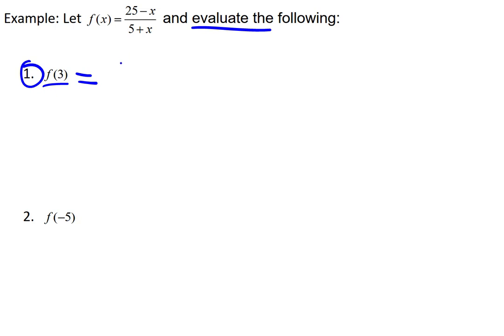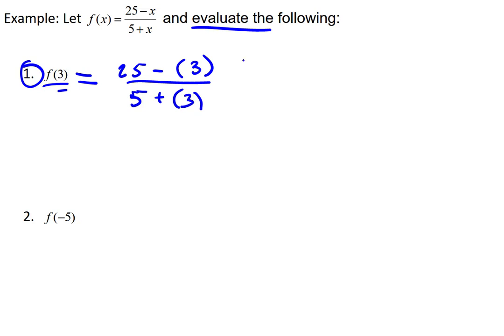Now, to follow our pro tip, we're going to rewrite the function but use blanks instead of the variable. So I'm going to rewrite that as 25 minus blank for the numerator instead of 25 minus x, and then the denominator will be 5 plus blank instead of 5 plus x. Once the blanks are in place, and if it seems annoying to do this at first, trust me, it saves lots of points. Our next step is to go back and put our input value of 3 in each blank.